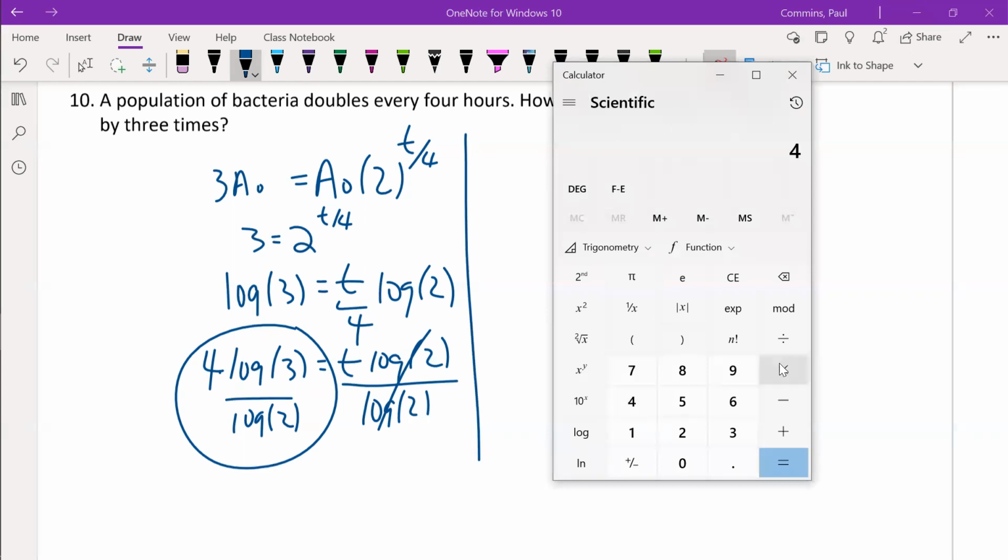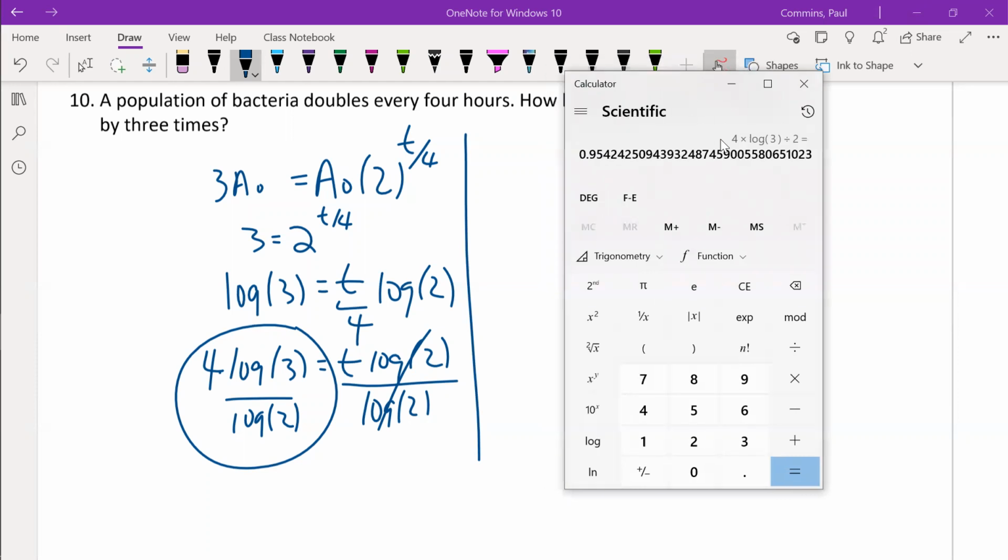So that's 4 times the log of 3 divided by the log of 2, which is order of operations problem. 4 times log 3 divided by log 2. So log 4 times 3, take the log 2, 6.34, 6.339, round up to 6.340.